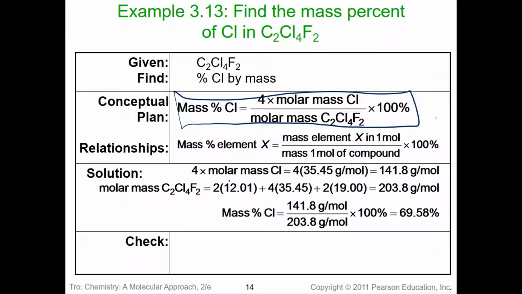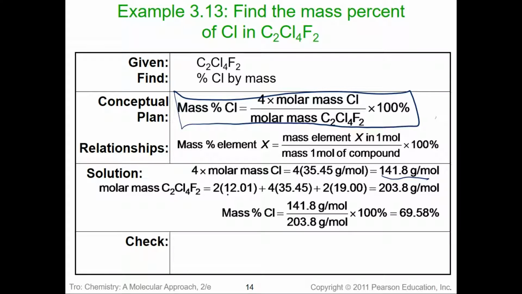Okay, so you check it. 4 times 35.45 gram per mole, so you get 141.8 gram per mole. The molar mass overall is 203.8 gram per mole. Times 100% because you use the formula here, so you get 69.58%. So the formula is the total molar mass of chlorine, 141.8 gram, divided by the overall 203.8 gram per mole.